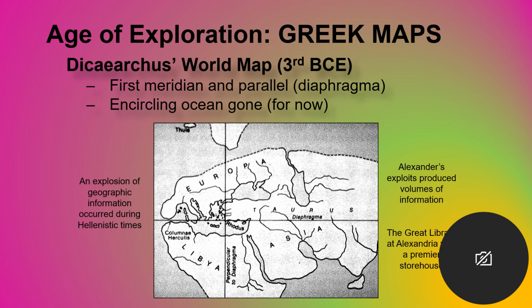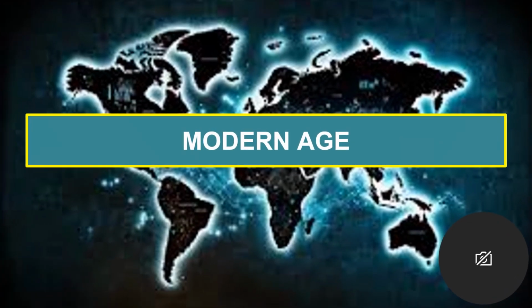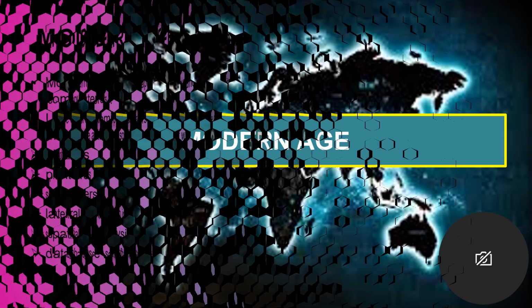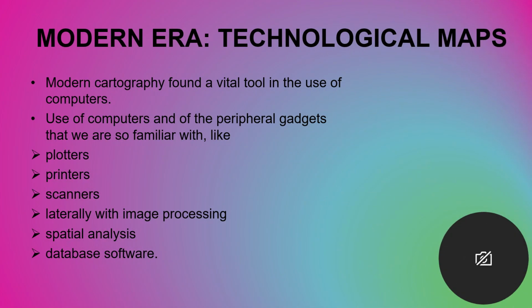Next, we have modern age maps. Now we are in the modern era of technological maps. We are using technologies: GIS, remote sensing, and multiple platforms to get the data and make the maps. Modern cartography found a vital tool in the use of computers and peripheral gadgets that we are so familiar with, like plotters, printers, scanners, image processing, spatial analysis, and database software. We are using software; ERDAS is here, ArcGIS is here.